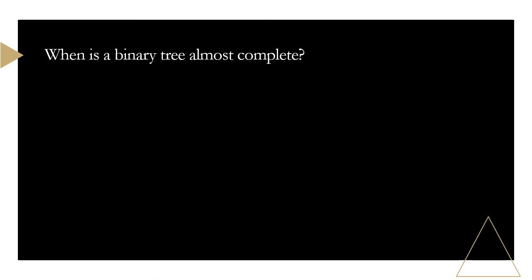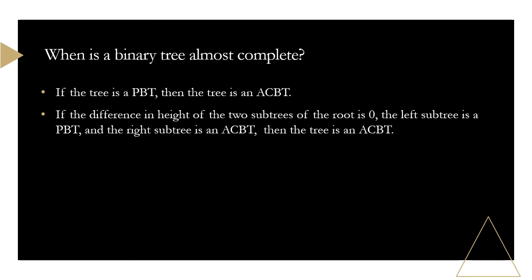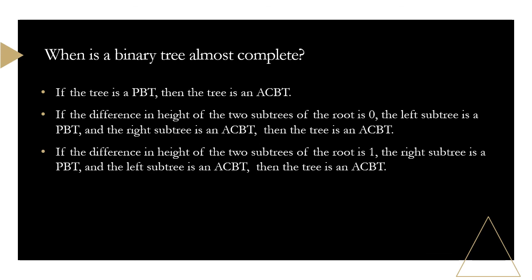So when is a binary tree almost complete, you ask? If the tree is a PBT, the tree is almost complete. If the difference in height of the two subtrees of the root is 0, the left subtree is a PBT and the right subtree is an ACBT, the tree is almost complete. If the difference in height of the two subtrees of the root is 1, the right subtree is a PBT and the left subtree is an ACBT, the tree is almost complete.